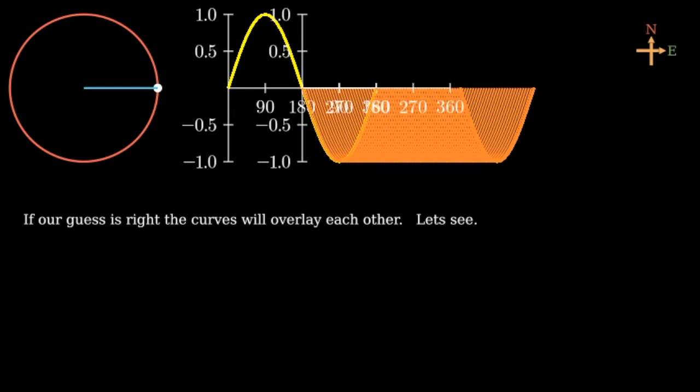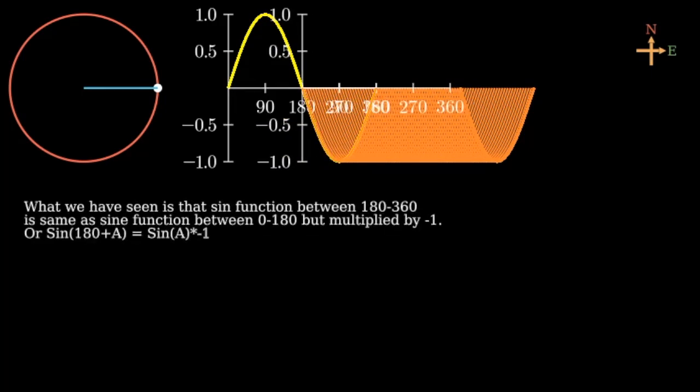What we have seen is that the sine function between 180 to 360 degrees is the same as the sine function between 0 to 180 degrees, but multiplied by -1, or sine of 180 plus a equals sine a times -1.